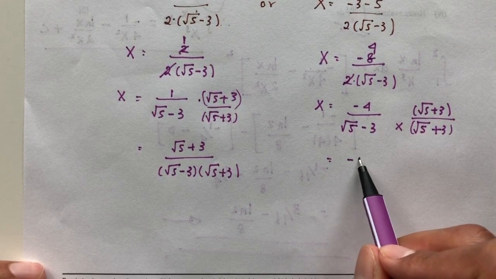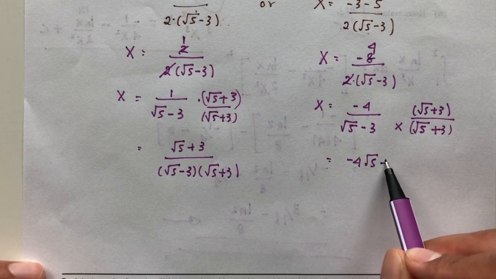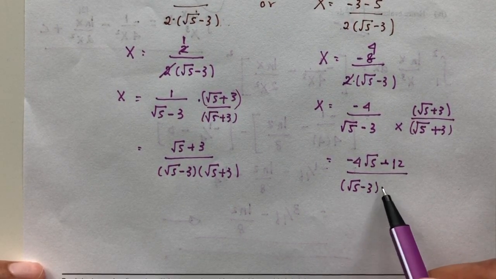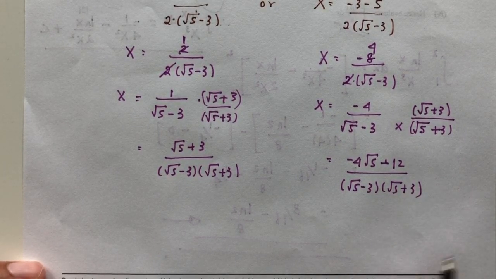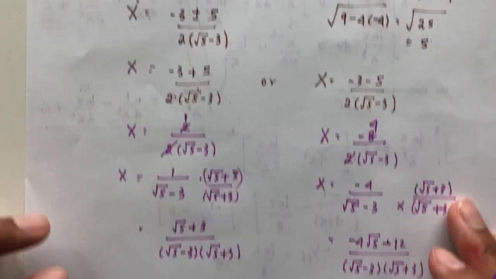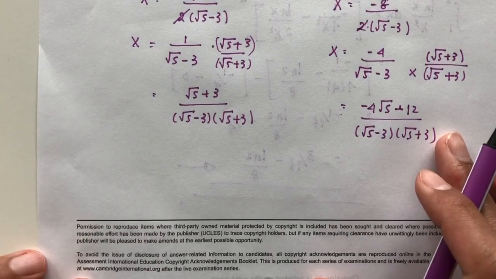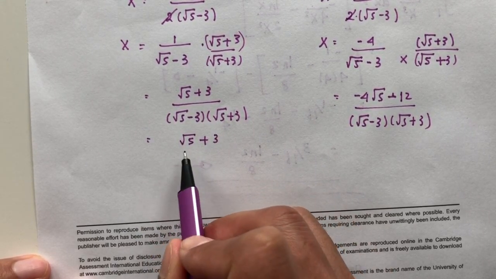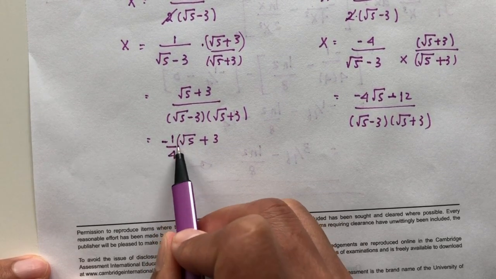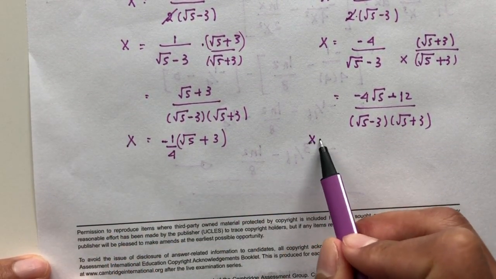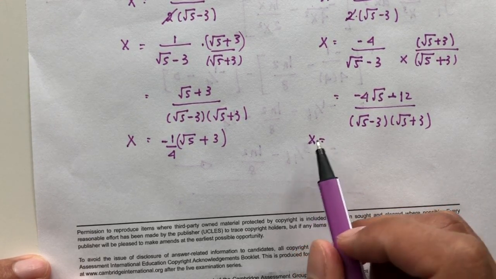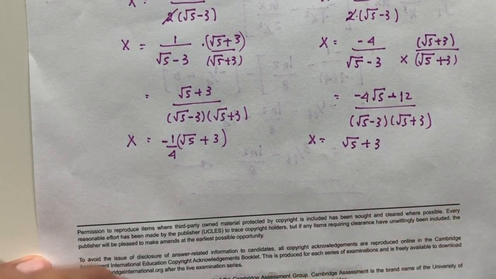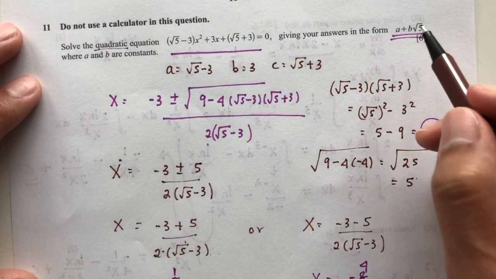Same thing here. Minus 4 root 5 minus 12, if you expand, and on the base you will have root 5 minus 3 times root 5 plus 3. Okay, so now if you simplify the base, as we have seen here, it becomes minus 4. The base will become minus 4, so you will have root 5 plus 3 divided by minus 4. That will be one solution, and this one will be now minus 4, so divide by minus 4, you will have root 5 plus 3. So we have two solutions, but express this in this form.